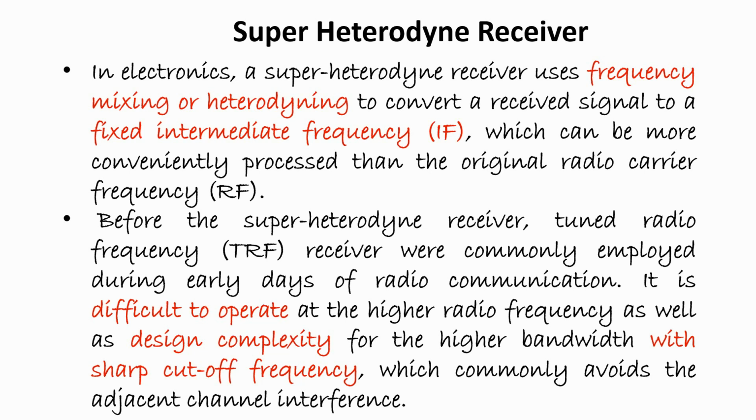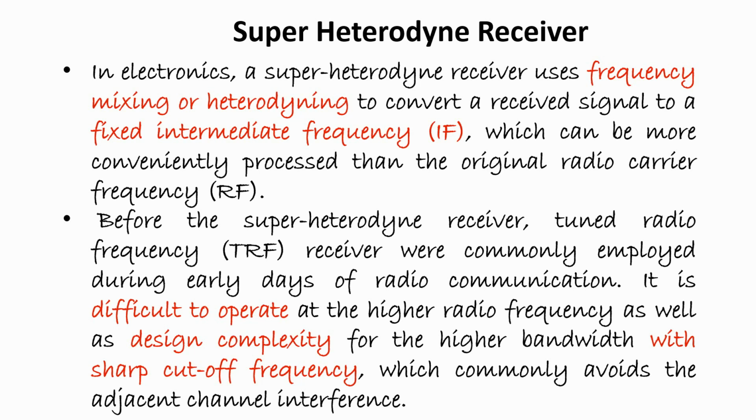RF signal. Before this super heterodyne concept, tuned radio frequency (TRF) receivers were widely used in the early days of radio communication, but they had a few problems. One problem was the difficulty of operating at high radio frequency, as well as design complexity for high bandwidth with sharp cutoff frequency, as sharp cutoff is very essential to avoid adjacent channel interference, but this sharp cutoff frequency is a problem with the TRF receiver.